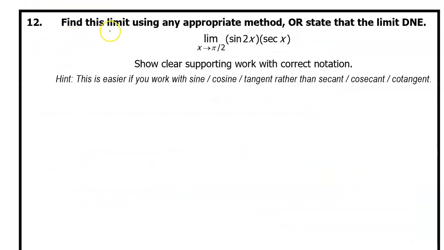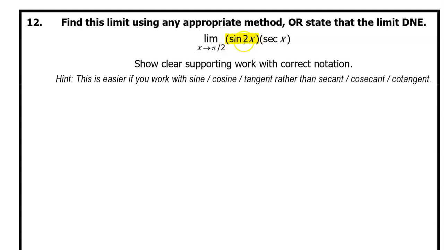Number 12. Find this limit using any appropriate method or state that the limit does not exist. The limit as x approaches pi over 2 of sine 2x times secant x. Well, remember this guy, this is a double angle. This should be signaling you that we will probably use a double angle identity.